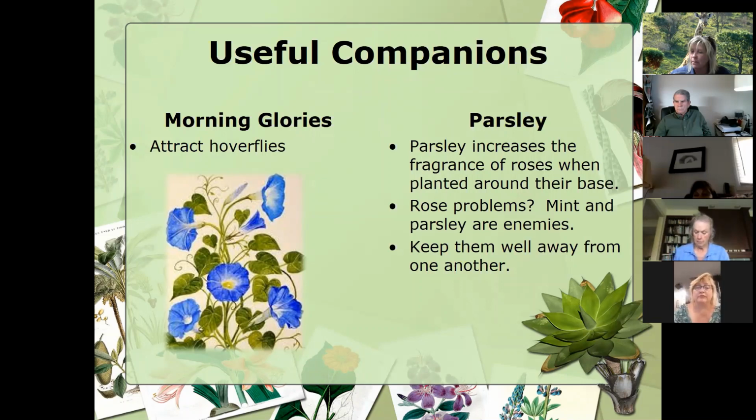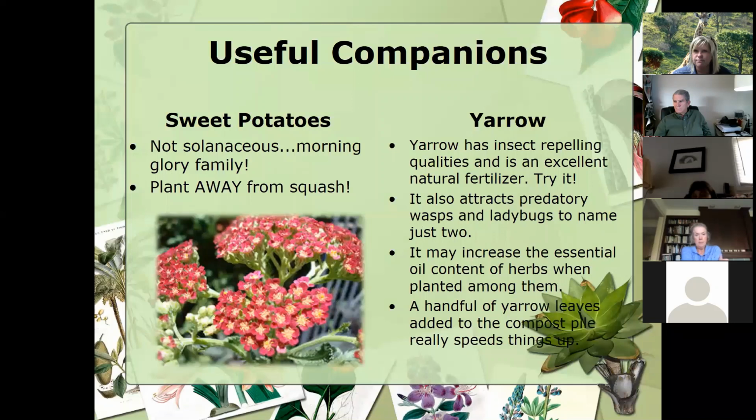But do remember that mint and parsley are enemies. So you can plant mint with rose and you can plant parsley with rose, but don't intermingle them together. The mint will stunt the parsley. That's a kind of a cool science experiment. If you have kids, you might want to play around with that, since mint's not that expensive. You can just uproot it and put it anywhere, get you a little sprig of parsley, and it's kind of cool to see that. So just keep those away from one another.